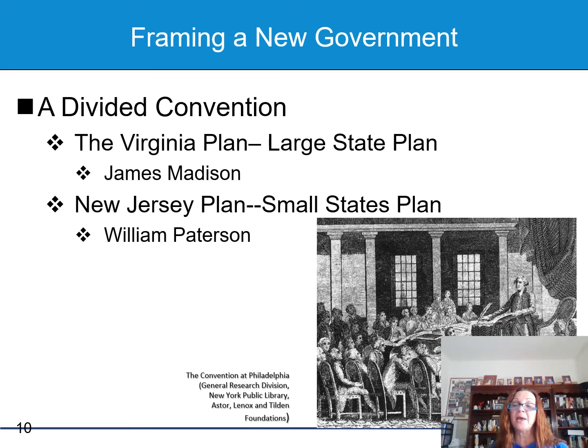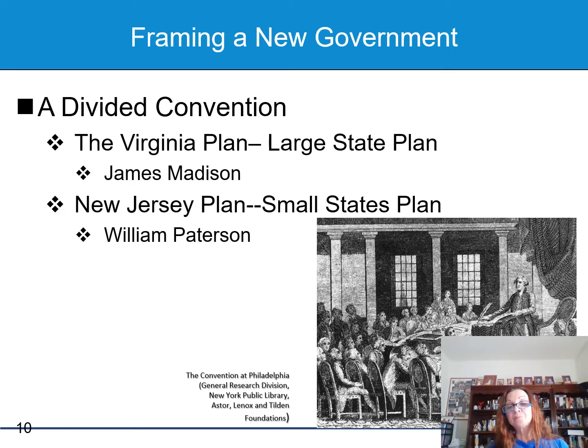The goal was that each branch would have a certain type of power. Congress makes laws. The judicial branch interprets those laws. And then the executive branch makes sure that those laws are executed or followed through with. So each branch has certain powers, and so you have this division of power among the three branches.